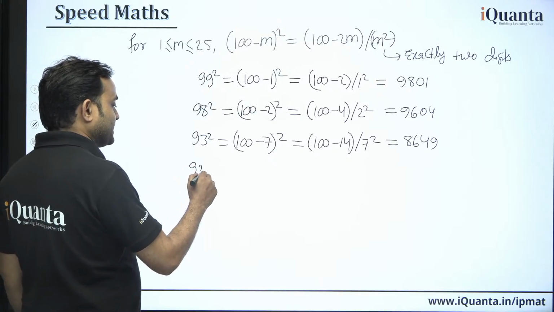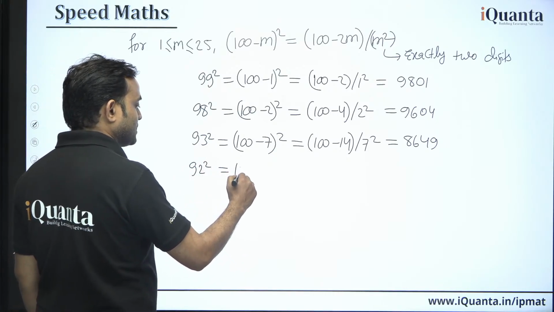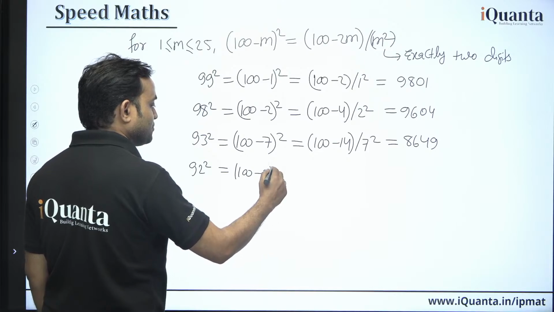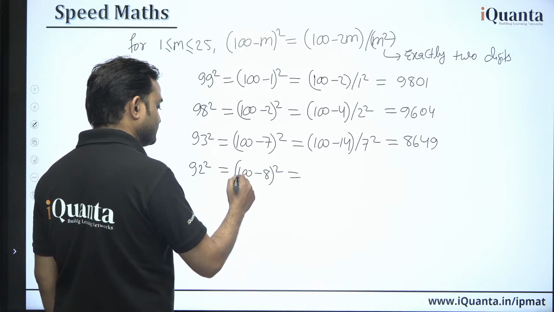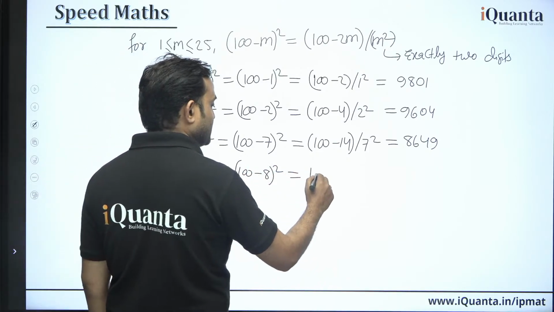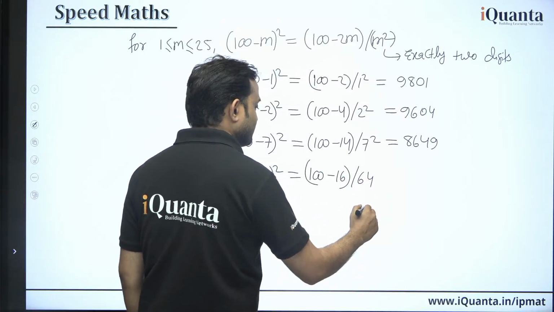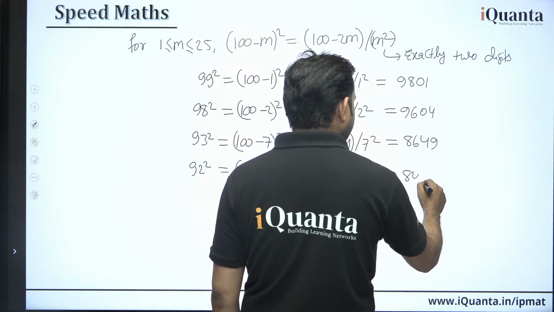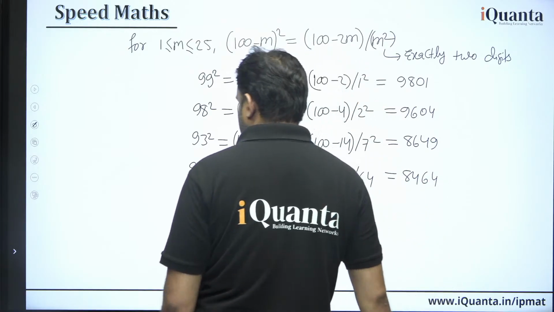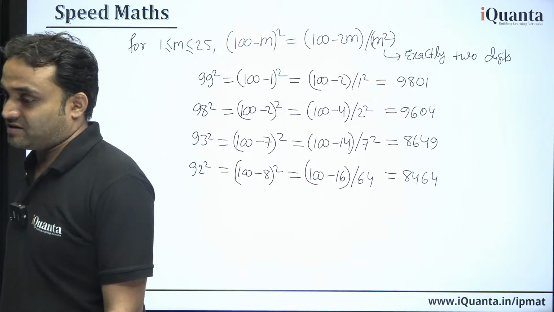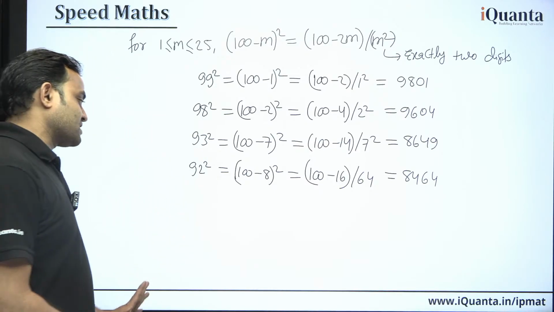What will be 92 square? So 100 minus 8 whole square. So this will be 100 minus 16. 8 square is 64. So this will be 8464. Right? That's the same method.